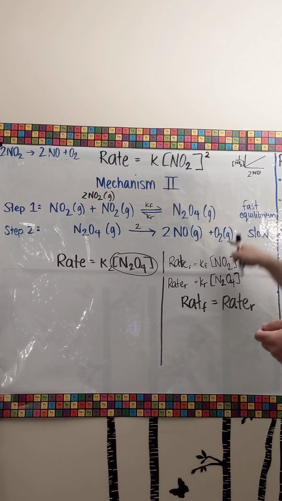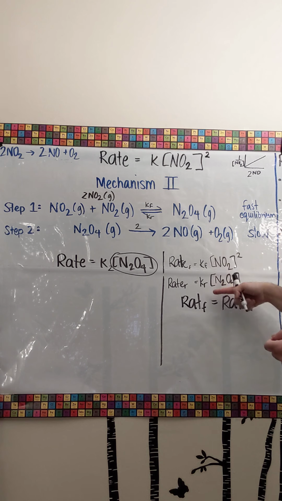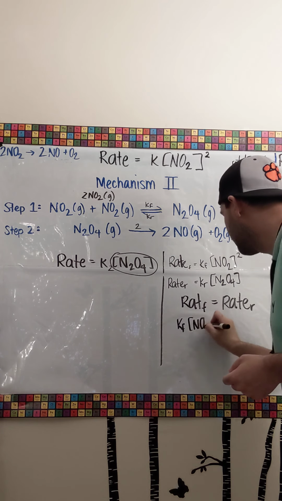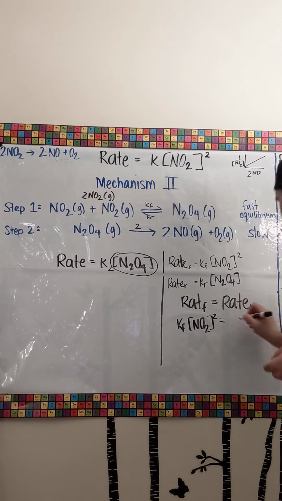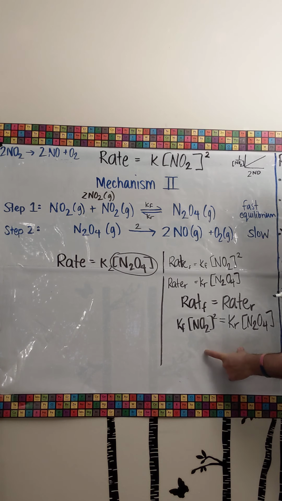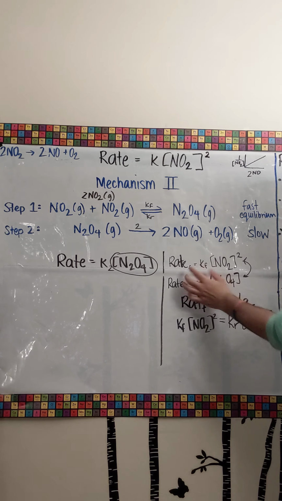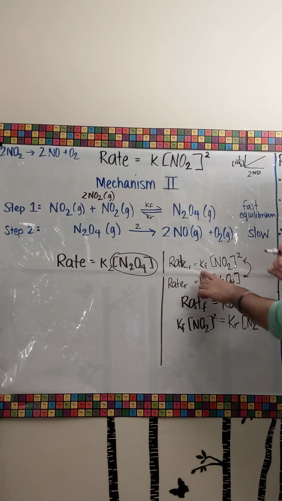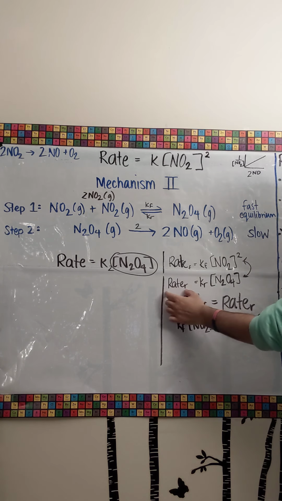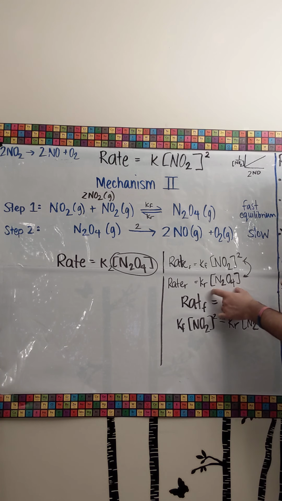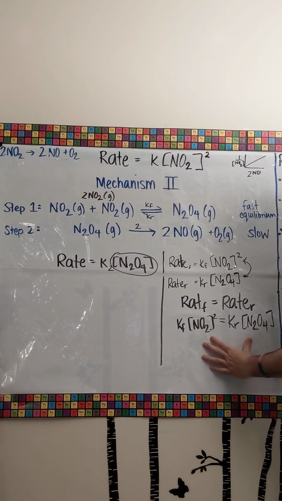So now since these two are equal, I could write Kf NO2 squared equals Kr N2O4. These two are equal now. This rate law is equal to that rate law, right? So the rate is going to be equal to K, which is some constant, times the concentration squared. This rate is going to be equal to some constant times the concentration. So these numbers are equal. I can write them like this.